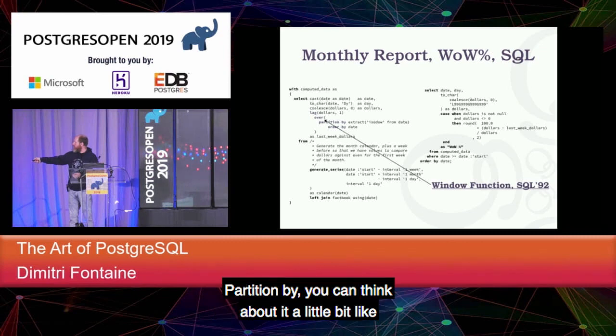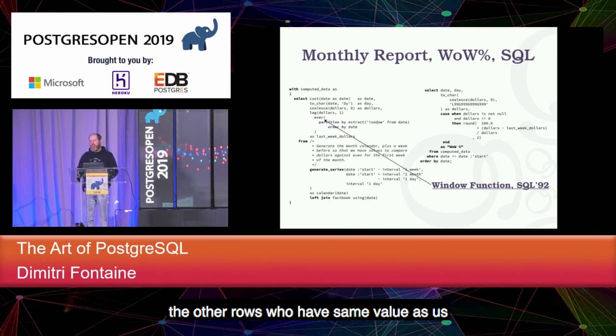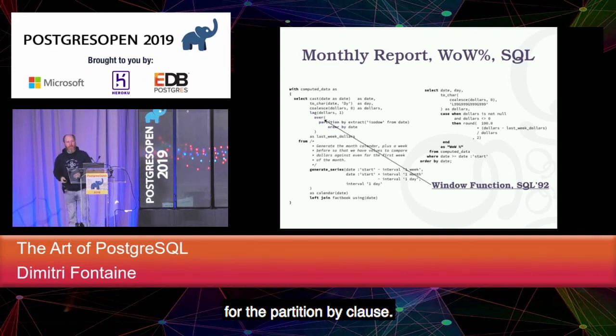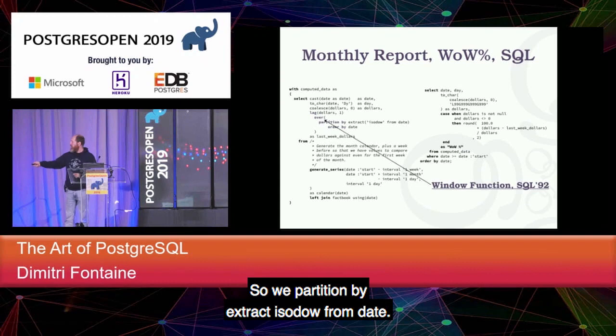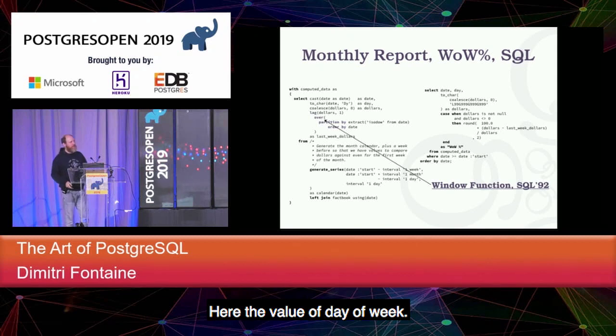PARTITION BY, you can think about it a little like GROUP BY. So it's going to say, our friends are going to be the other rows who have the same value as us for the PARTITION BY clause. So we partition by extract ISO-DOW from date. ISO-DOW, know what it means? DOW, it's day of week.